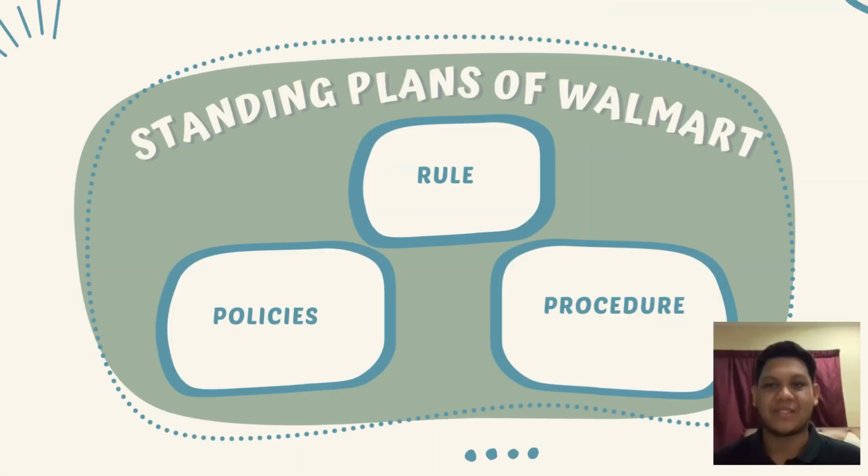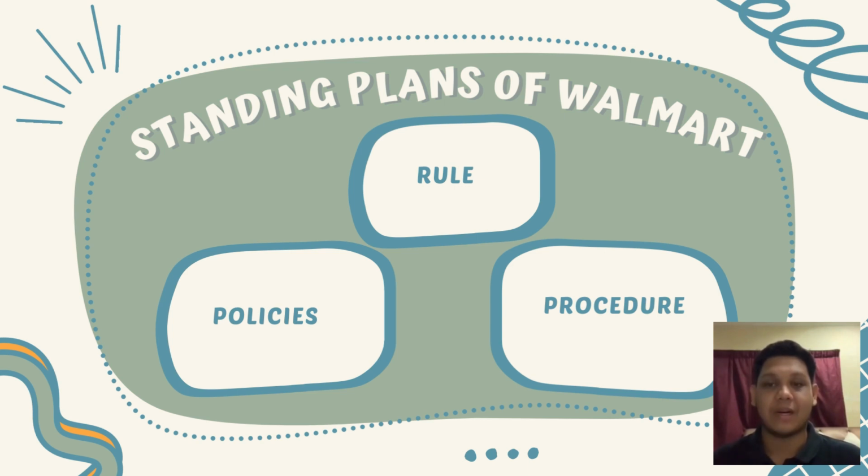Let's move to the next one, which is types of plans. So there are 3 standing plans of Walmart, which are policies, procedures, and rules. The first one is policies. Policies are broad assertions that serve as a decision-making framework. For instance, Walmart has a policy requiring that its workers work in a secure and healthful workplace.